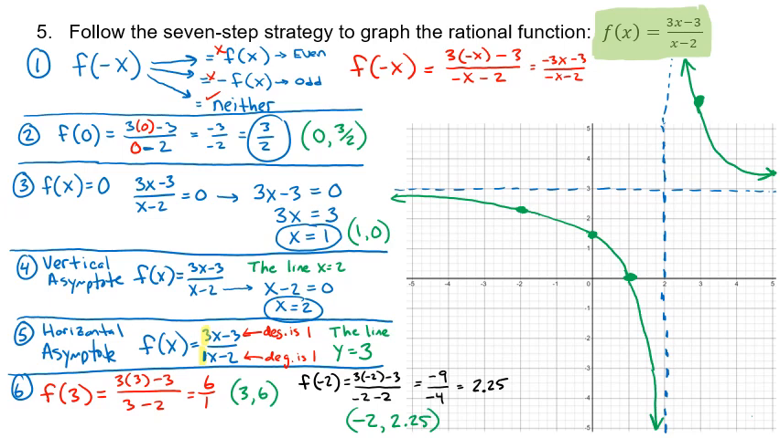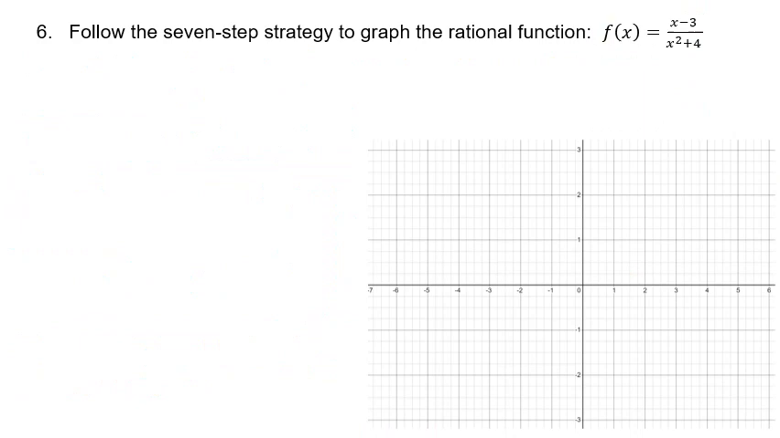All right, let's do one more. We can go through this one a little bit quicker because we've done a lot of explaining on this example. So last problem for the video, number 6. Same problem, different function. In this case, we've got the function f of x equals x minus 3 divided by x squared plus 4. Let's go through the same steps.